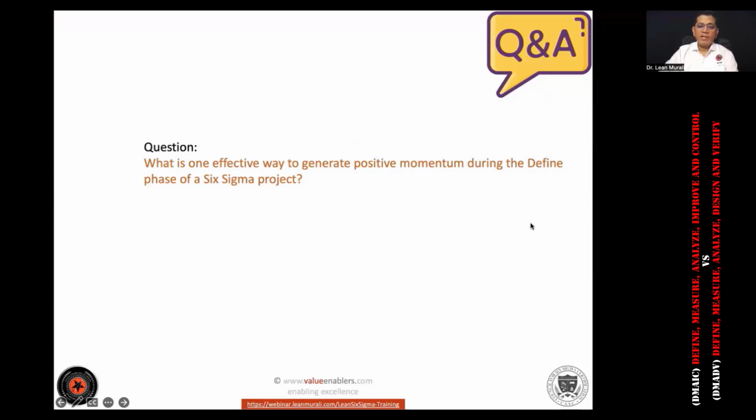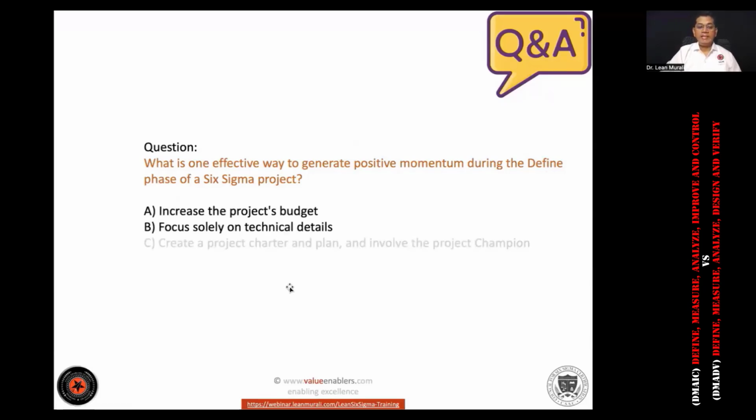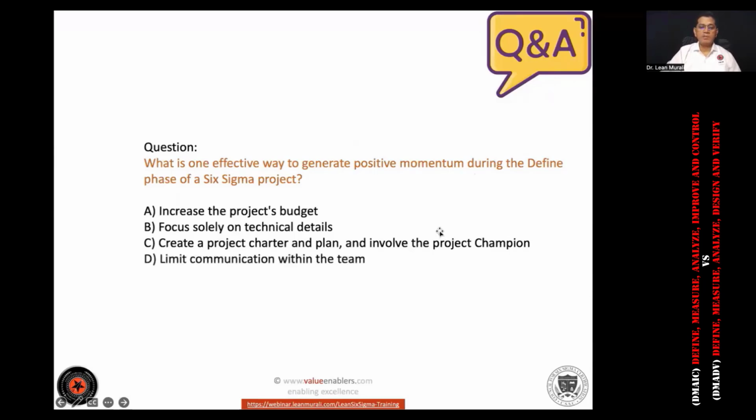What is one effective way to generate positive momentum during the define phase of a Six Sigma project? This is a very logical question. Options: increase project budget, focus solely on technical details, create a project charter and plan and involve the project champion, or limit communication within the team. The answer seems to be obvious, right?